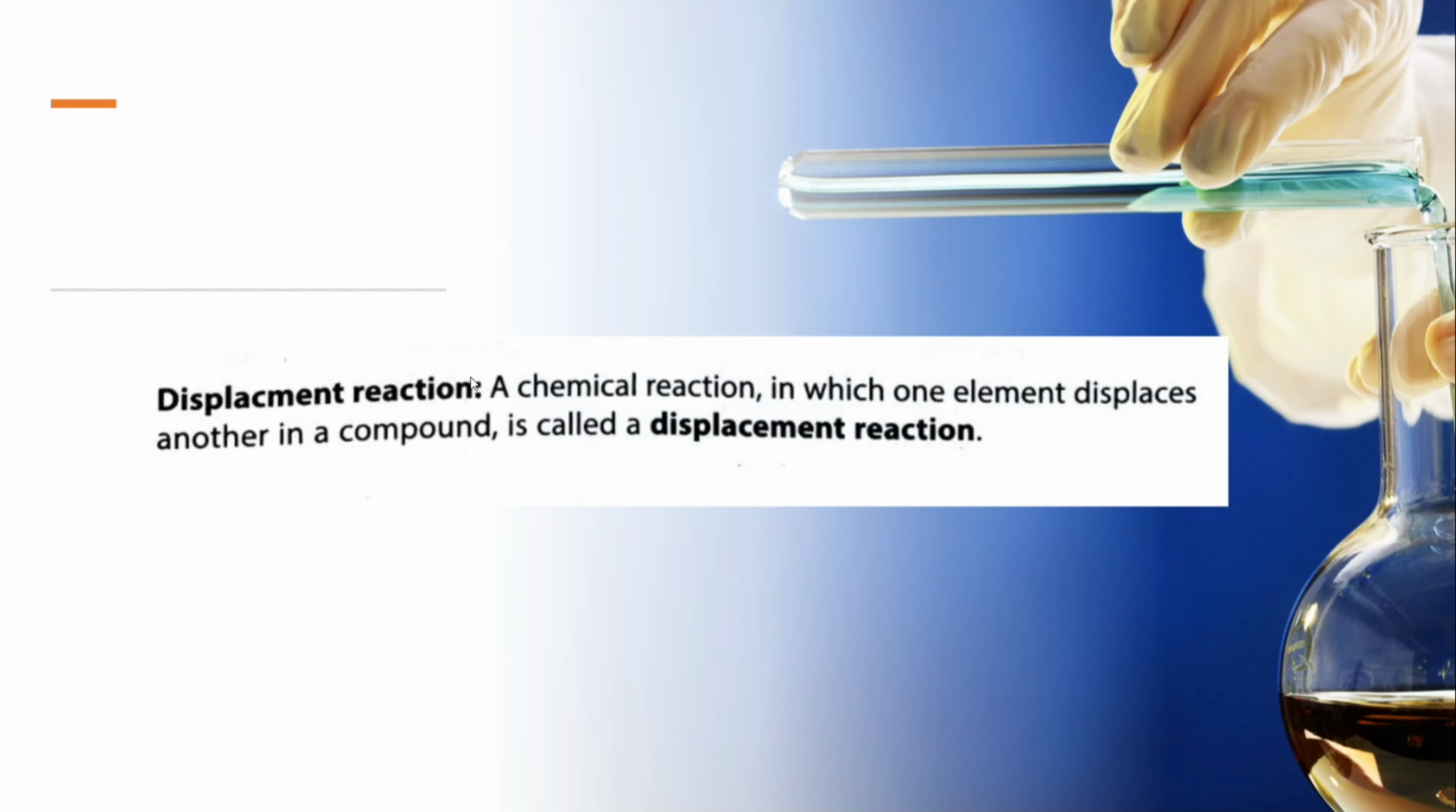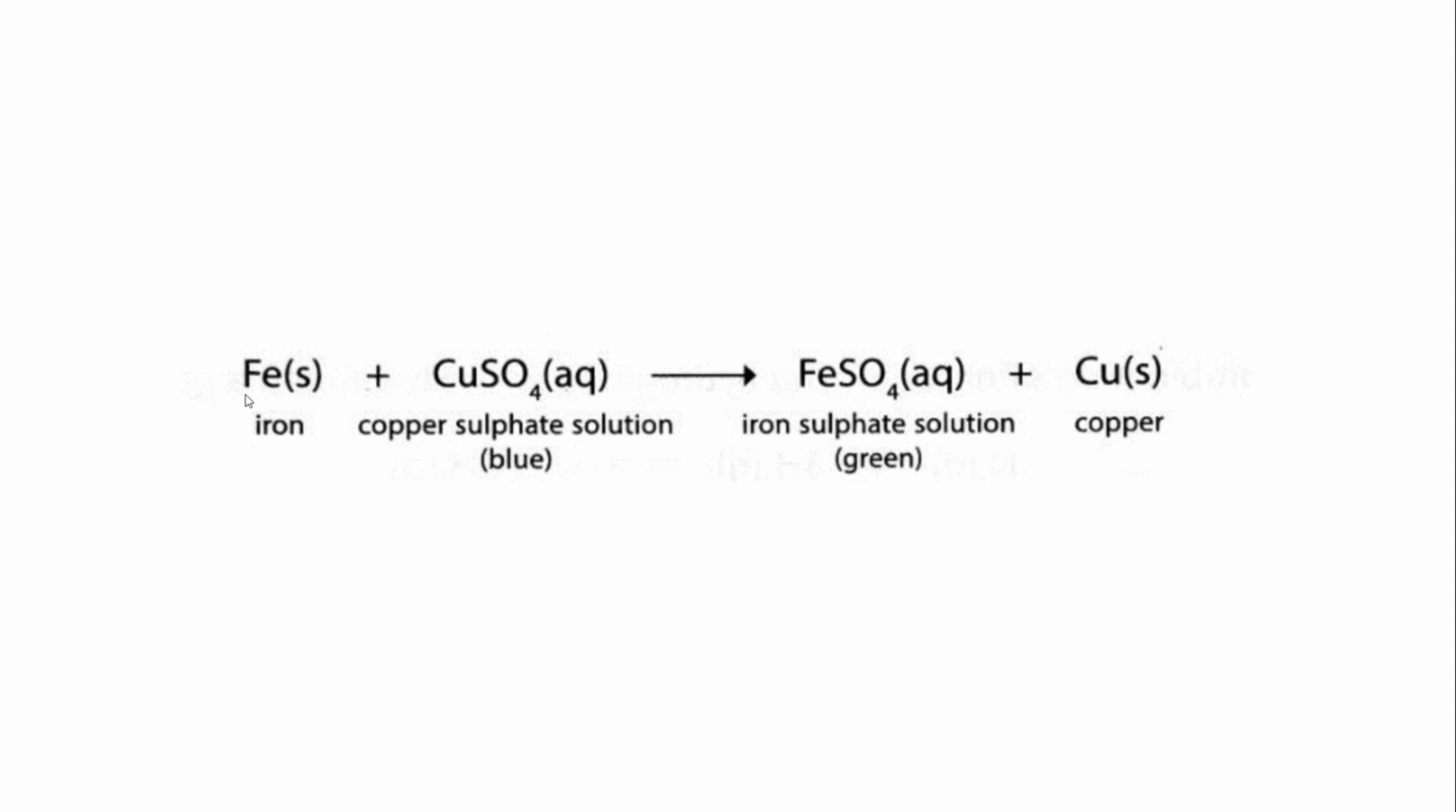Now comes the next reaction, which is a chemical reaction in which one element displaces another in a compound, called a displacement reaction. Now let's see an example of displacement reaction. So here it is. As you can see, iron replaces the copper in the copper sulfate solution. Then we get iron sulfate solution and the copper gets separated.